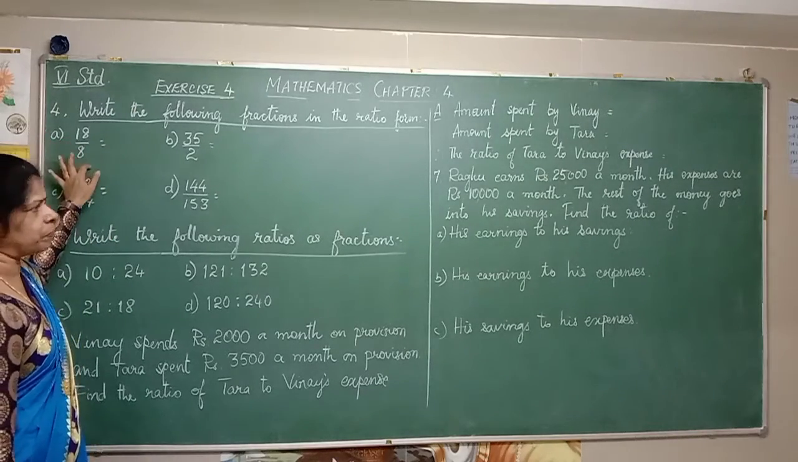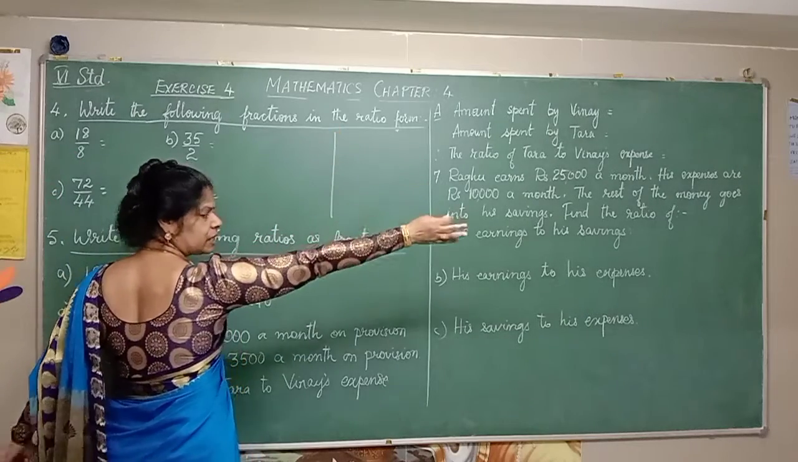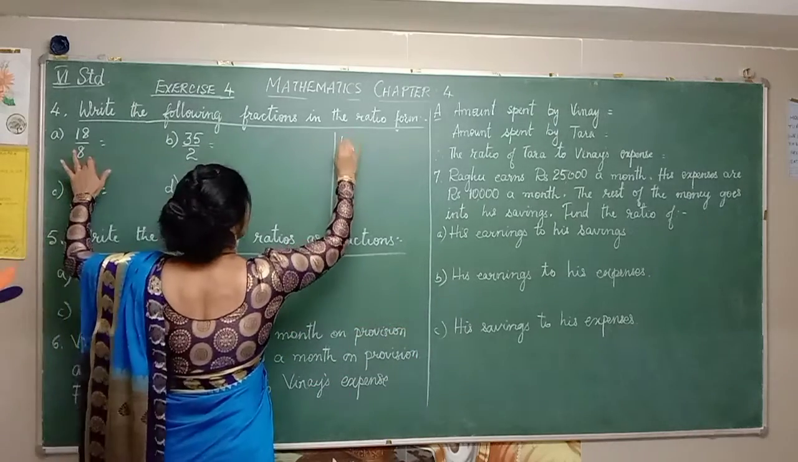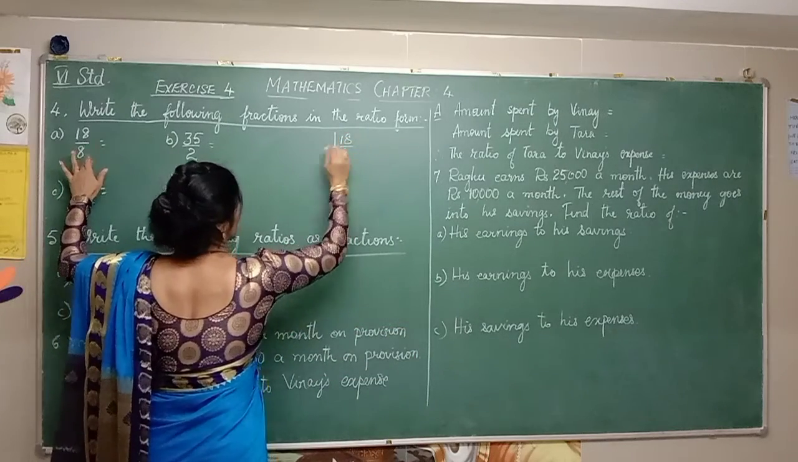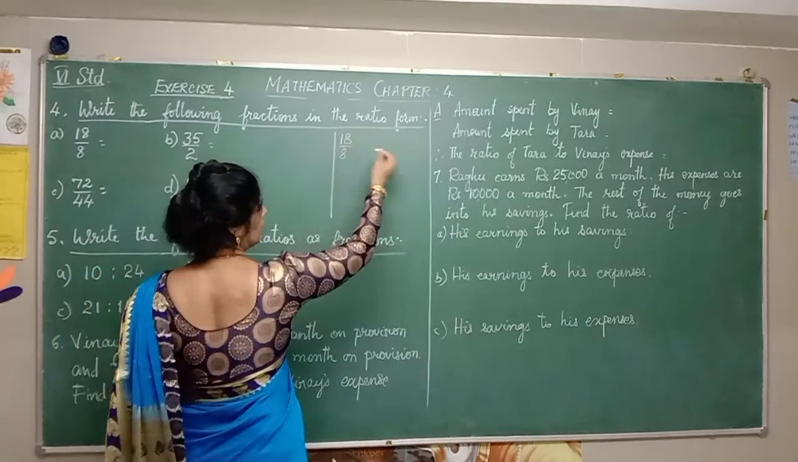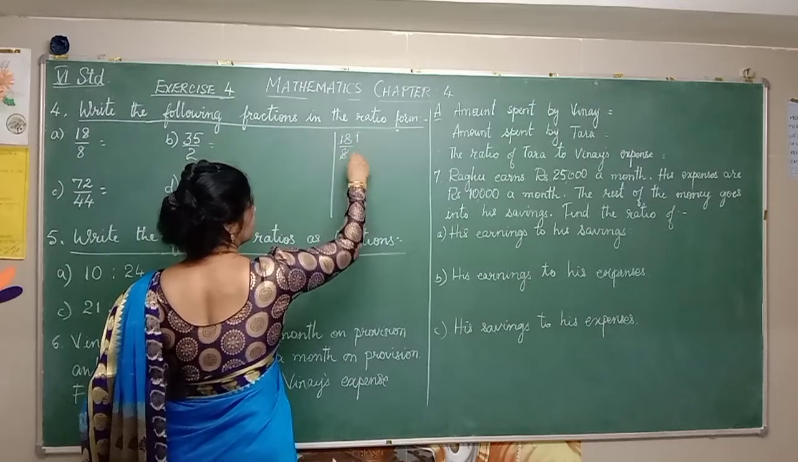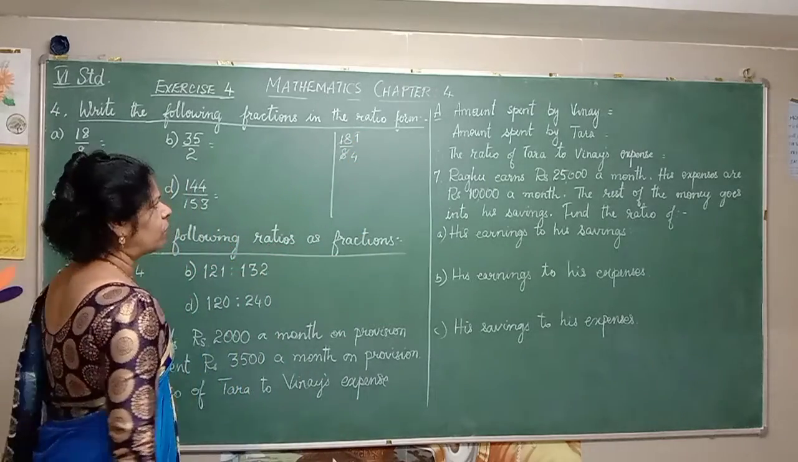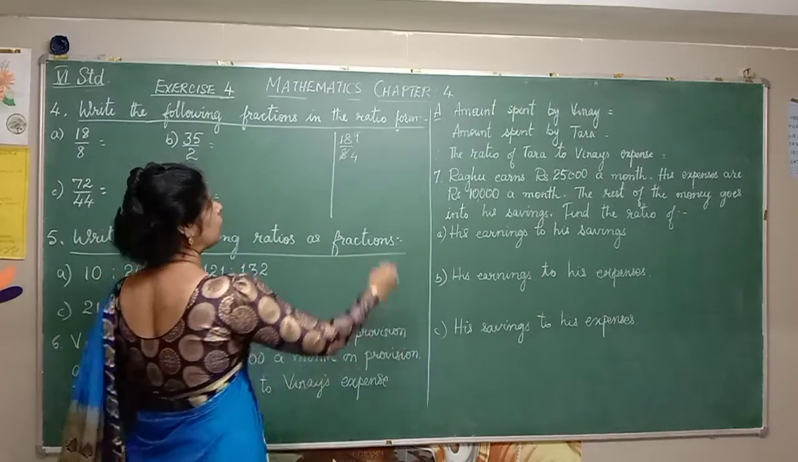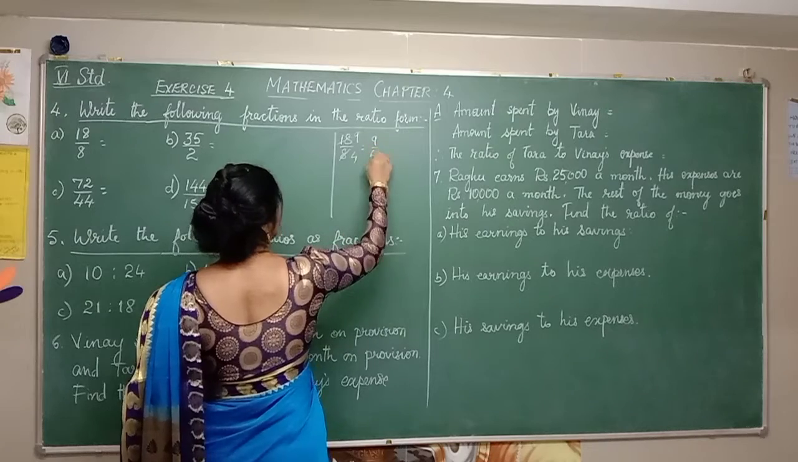18 by 8. So you write it in the working column, children. Take a working on the right side of the page. So the first one is 18 by 8. Can you simplify this? Yes, isn't it? With the 2 table you can simplify. 2 9s are 18, 2 4s are 8. Further, can you simplify 9 by 4? No. So you can write it as 9 by 4.